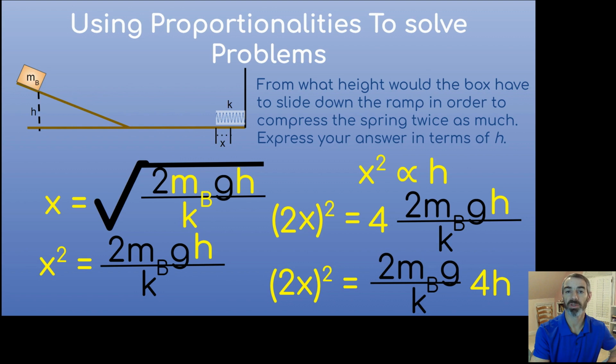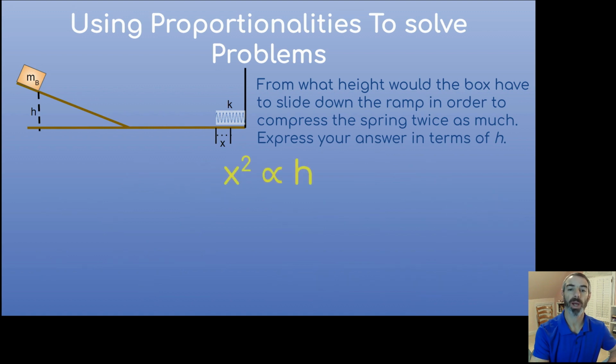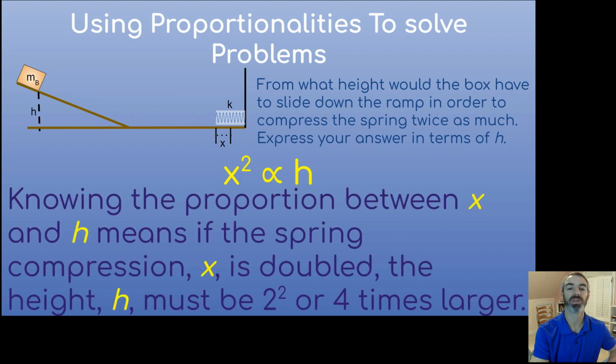So if I double the spring compression, that means the height has to be 4 times greater in order for that to happen. So when it asks us the question, express your answers in terms of h, how many times higher does the box have to slide from? Well, our answer is there in yellow on the right side, 4h. Now, what does it mean for x squared to be proportional to h so we don't have to go back to the equation each time? Knowing that the proportion between x and h means if the spring compression x is doubled, the height must be 2 squared or 4 times larger.